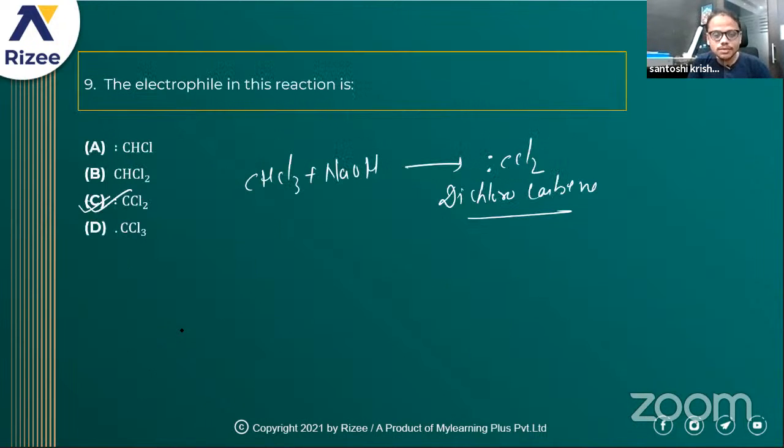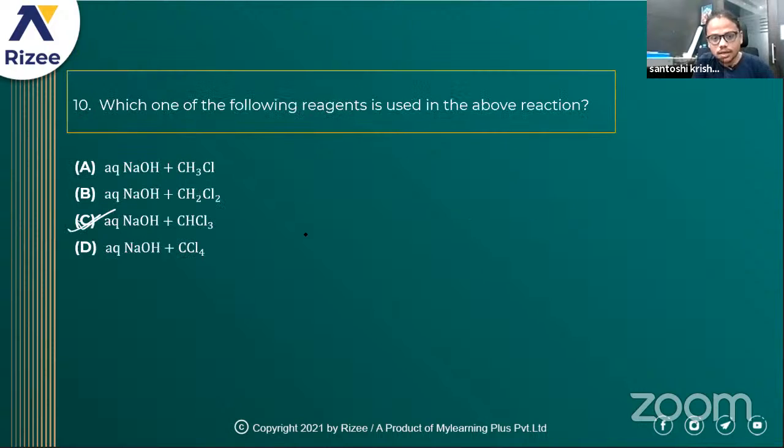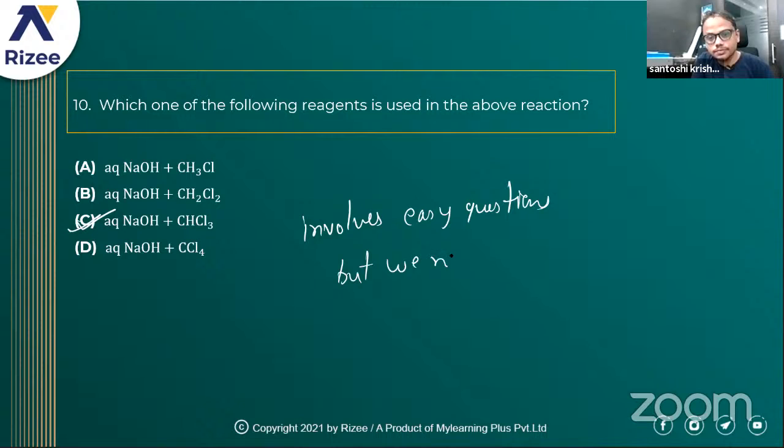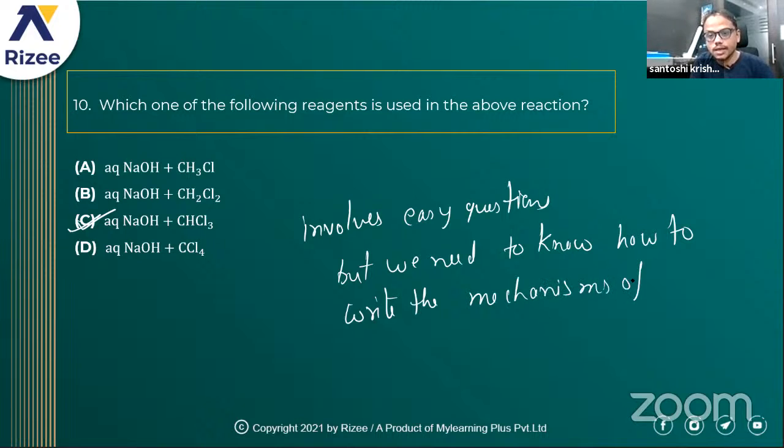So organic chemistry involves easy questions, but we need to know how to write the mechanisms of the reaction, and how the electron flow will take place, how the electron flows from a double bond to a single bond, and how nucleophilic addition or electrophilic addition will take place, how electrophilic substitution and nucleophilic substitution will take place. All these things you have to know. Then only organic chemistry will be simple to you.